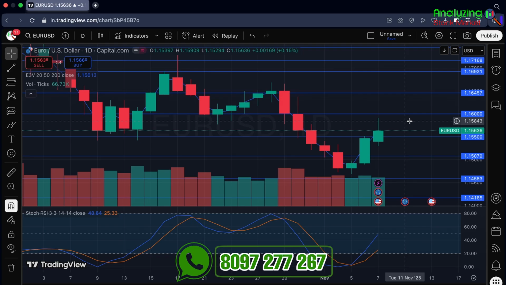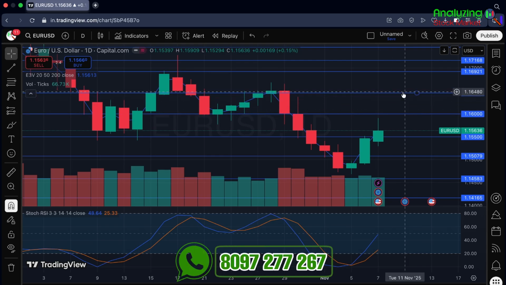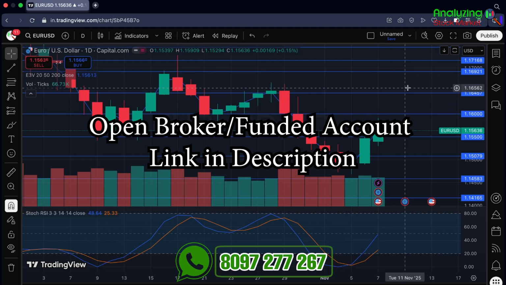So let's now talk about my opinion on Euro USD for this week. According to the previous week's momentum, I am expecting positive momentum or a positive closing for this week. I'm expecting a positive closing in this range, that is 1.16000 to 1.16457.